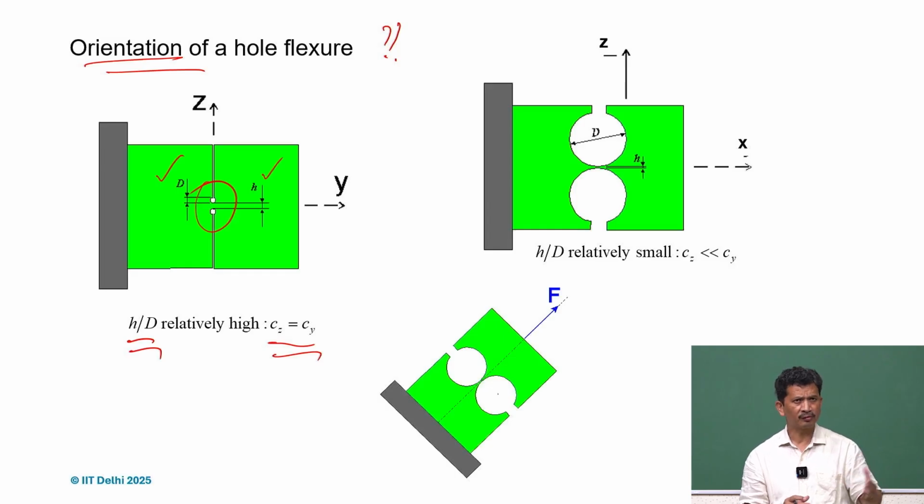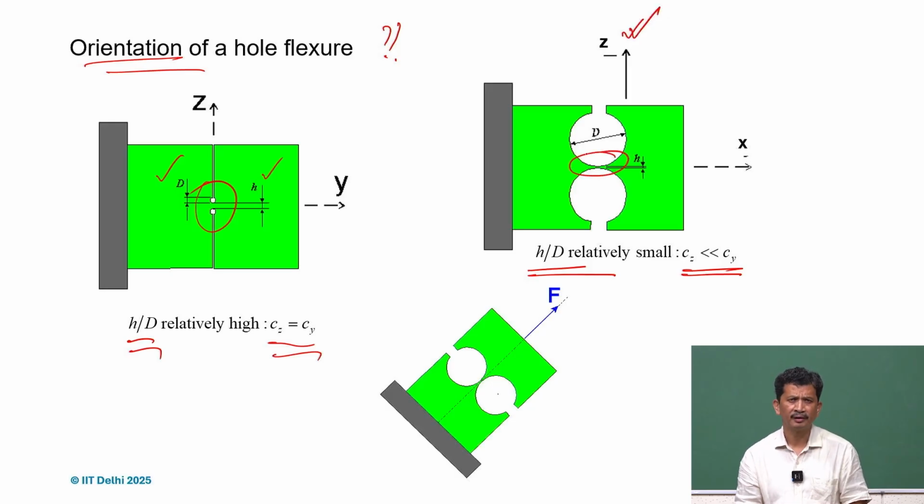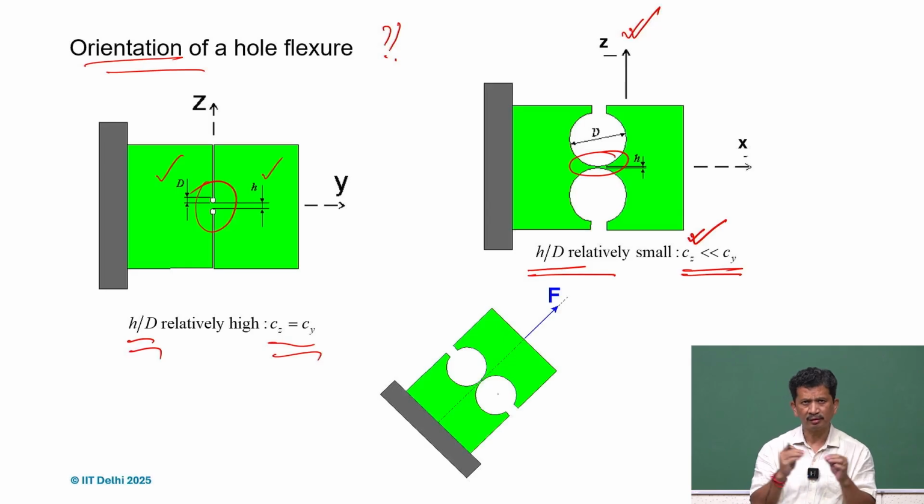But at the same time, the displacement might be very small as well. When we have a really small h by d ratio, then what happens? CZ in this direction, because this section is now lengthened, and if there is loading in the z direction, there will be shear, and because of that we lose this stiffness. So it will not work as a whole flexure, but more like a beam, and we have to be careful in different kinds of applications.